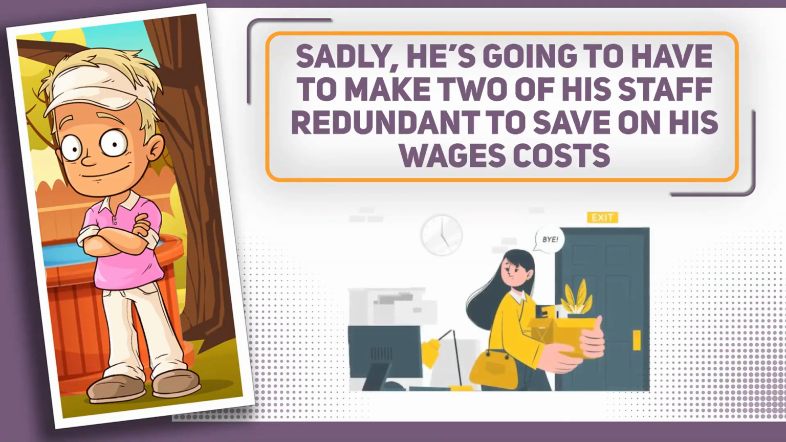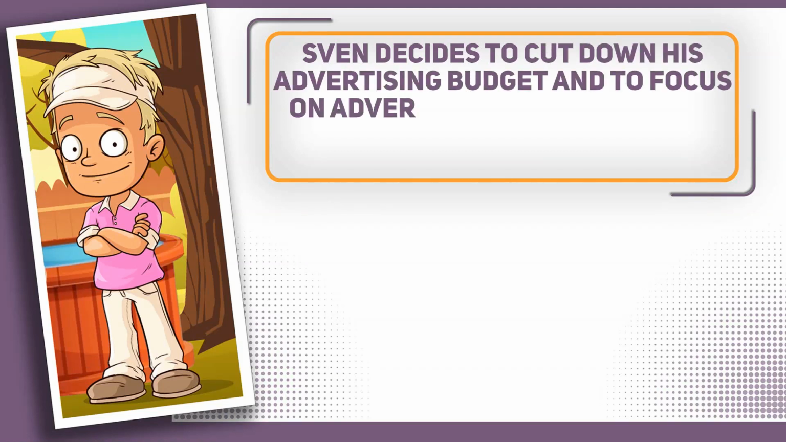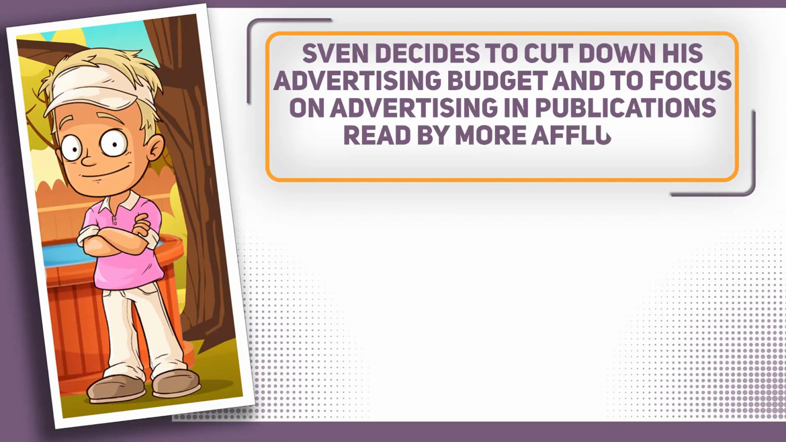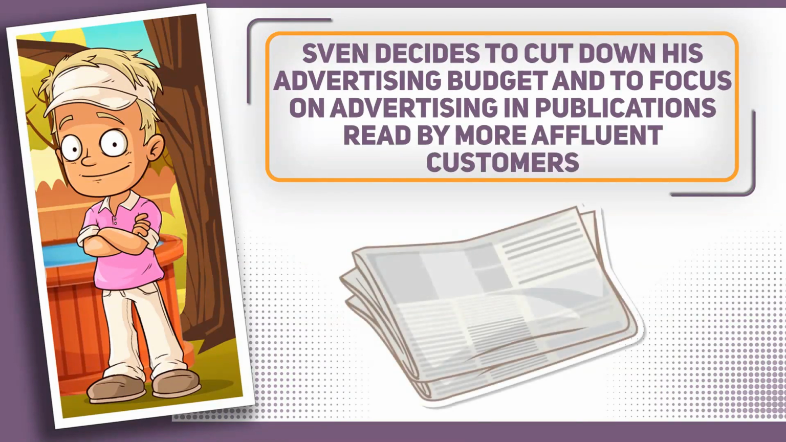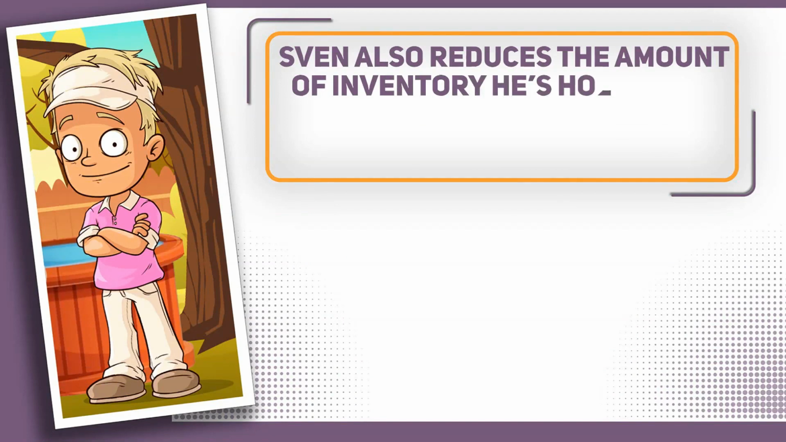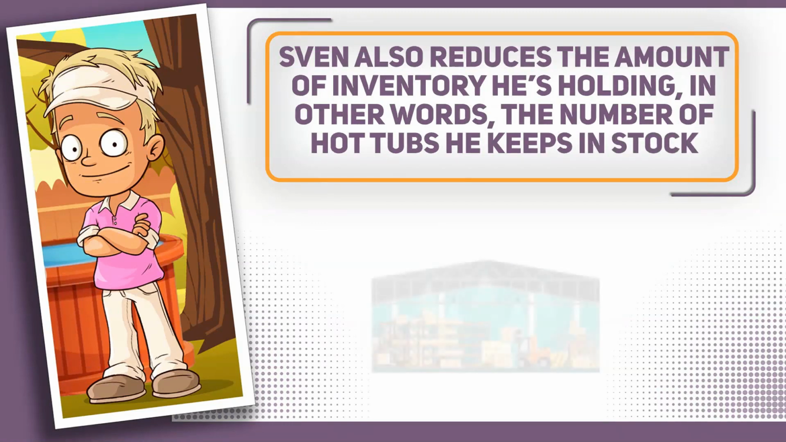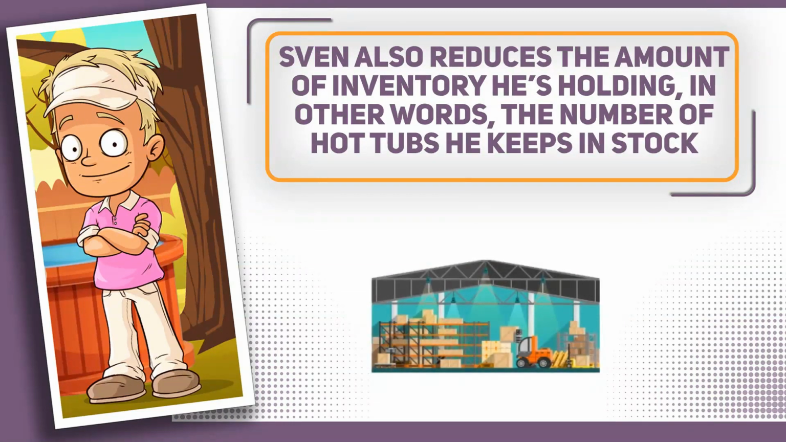He also needs to look at other ways his business can save costs. He's currently spending a lot of money on advertising. He decides to cut this and to focus on only advertising in publications read by more affluent customers that actually have the money to be able to buy themselves a hot tub. And Sven also reduces the amount of inventory that he's holding. In other words, the number of hot tubs that he keeps in stock to sell to potential customers. This allowed him to free up some cash, which Sven could really do with making available.